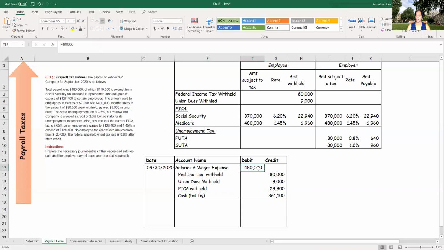But the employer has actually paid $480,000. All these are withholdings. These are liabilities that have to be given to the appropriate authority. Federal income tax goes to the IRS. Union dues will go to the union. The FICA will go to the Social Security and Medicare offices. That's where those amounts are going to go.